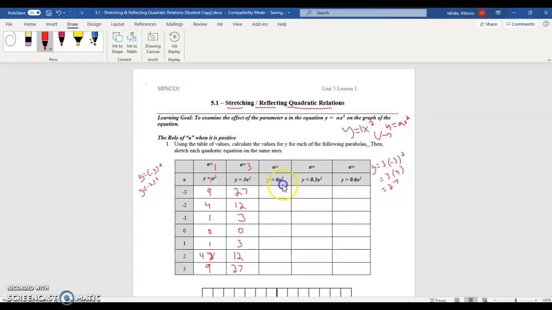So we can do the same thing with the remaining ones. So here we have a is equal to 6. And what you may have guessed is you could simply take your y from the y is equal to x squared, and multiply it by 6. So we get 54, 24, 6, 0, 6, 24, and 54.